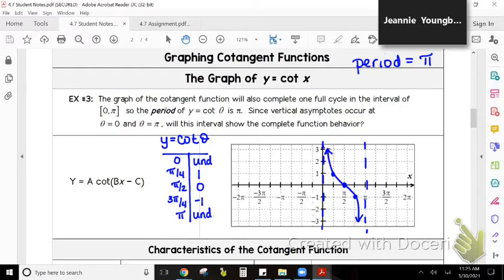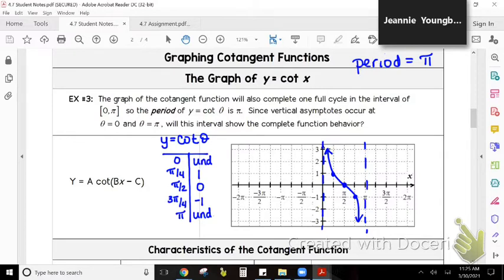And so it's going to look similar to tangent. It's just been shifted and it's been reflected. Is that because it's just tangent flipped over? Yeah, kind of, yeah. It has to do with that because we'll see that with secant and cosecant as well. They're just reflections of the sine and cosine graphs.